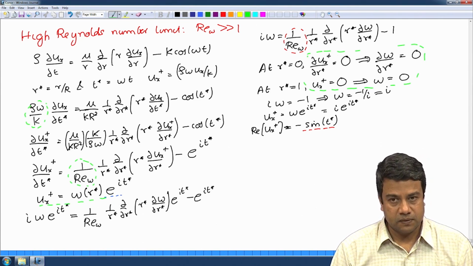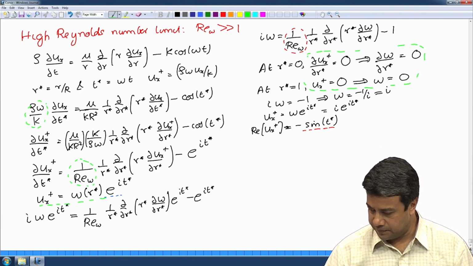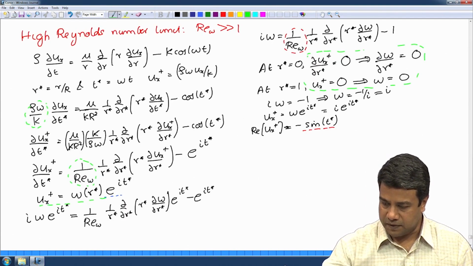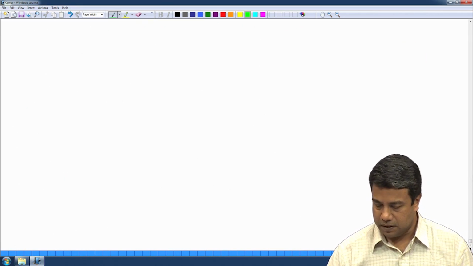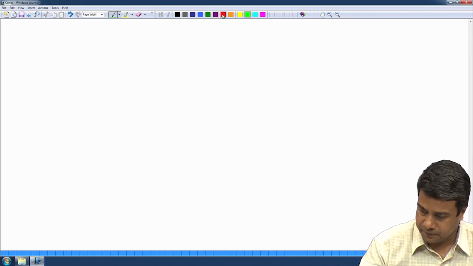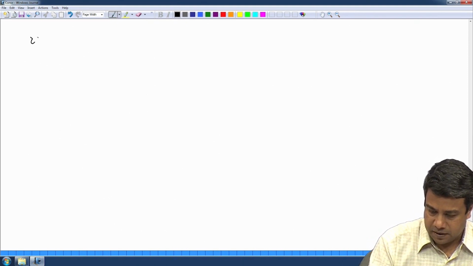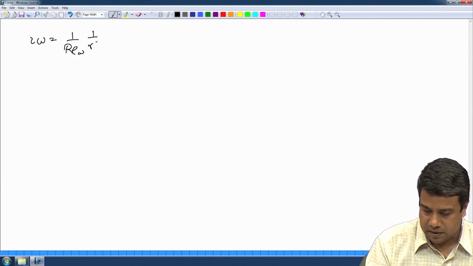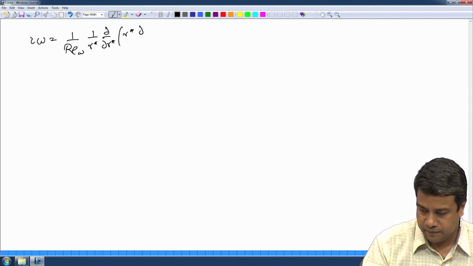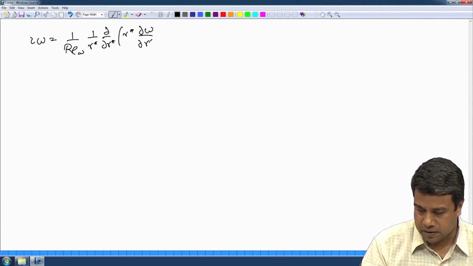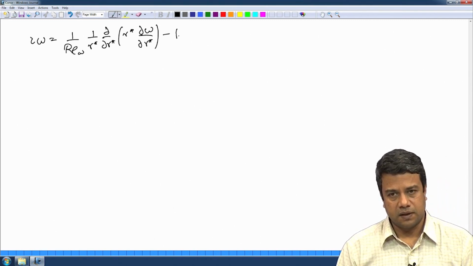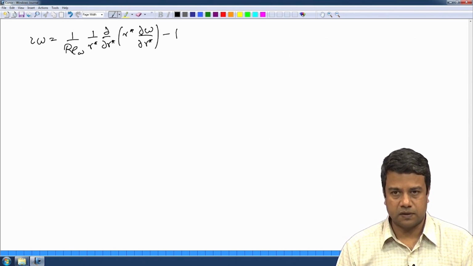That was where we were in the last lecture. Now, when we tried to solve this equation, we found the equation was of the form I w is equal to 1 by r e omega 1 by r star dw by dr star, minus 1. That was the equation for the function w, if you recall.